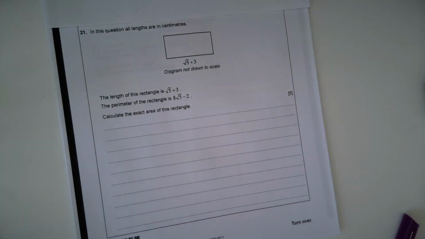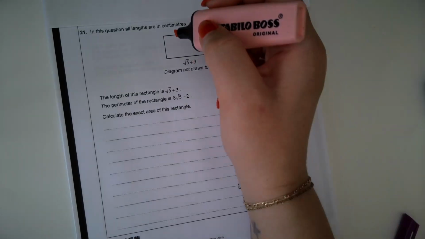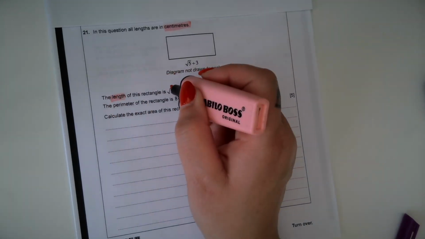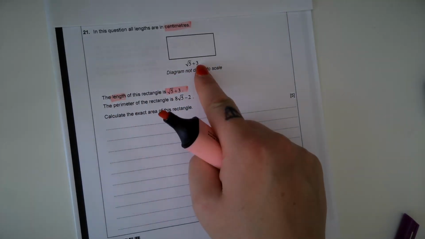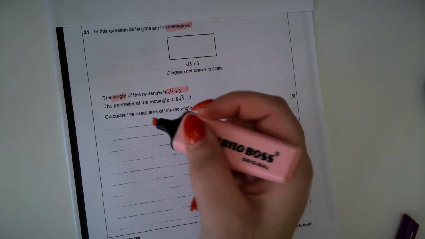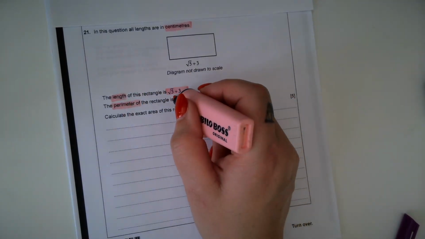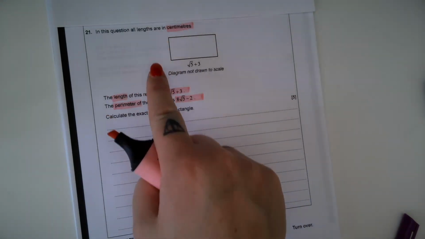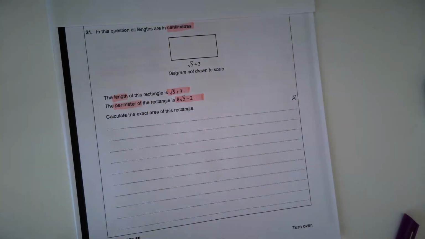Question 21. In this question, all lengths are in centimetres, so that's important to know. We've got a diagram here, a rectangle, with one of the side lengths labelled, and the diagram's not drawn to scale. Again, important, we can't just measure anything from a diagram. The length of the rectangle is root 5 add 3. The perimeter of the rectangle is 8 root 5 subtract 2, so the sum of all of the sides is 8 root 5 subtract 2.